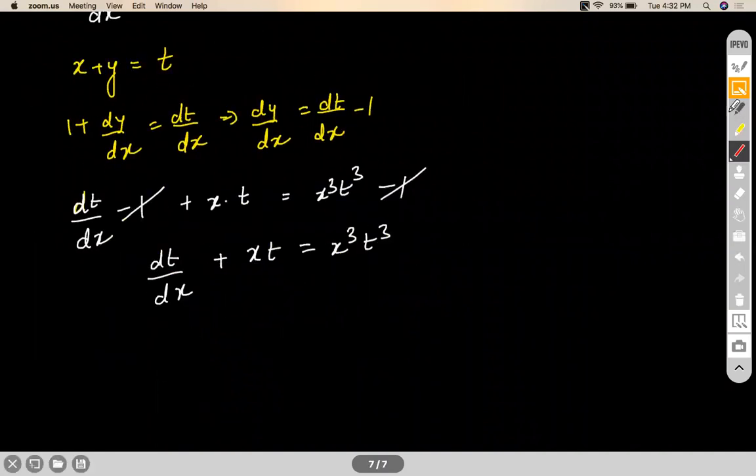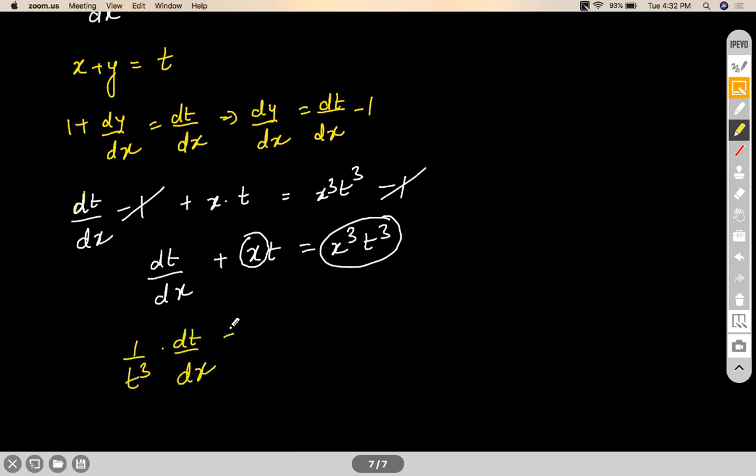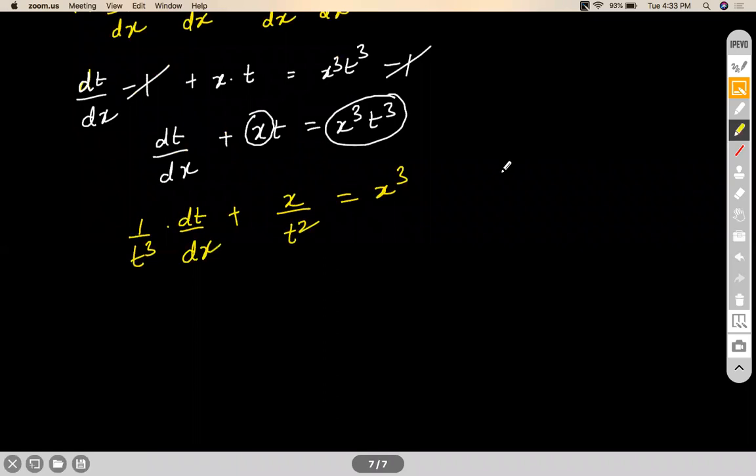Now everything was fine here. We had a function of x. We should have ideally a function of x over here also, but unfortunately there is a mixture of x and t function over here. So the next obvious step is to make it a pure function of x. You would divide by t cube throughout, isn't it? So this will lead to 1 by t cube dt by dx plus x by t square is equal to x cube. Now it has got converted to a Bernoulli's form. This is a Bernoulli's differential equation.